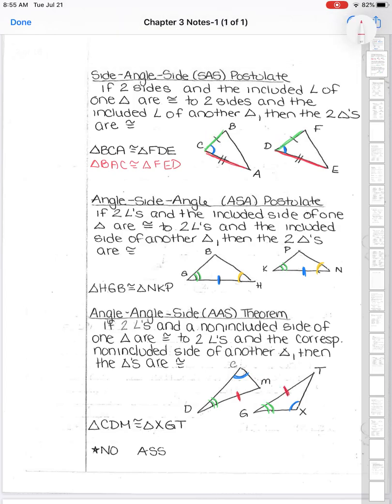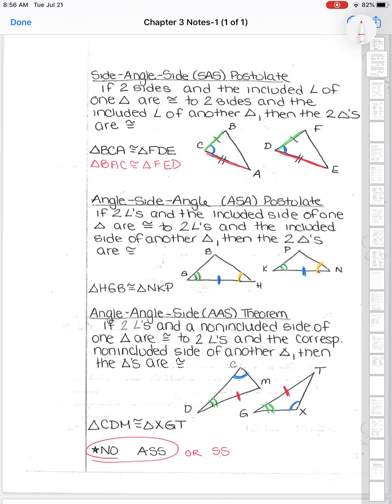So we have C says here is congruent to X. Then we have D and G. And then we have our side. Again, the side cannot be the one that's in between those two angles that we had congruent because we said it's non-included. So one version of a triangle congruent statement would be triangle CDM, which would match with XGT. But again, you have flexibility in terms of which one you want to write.